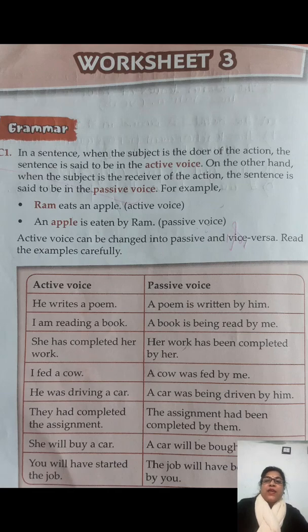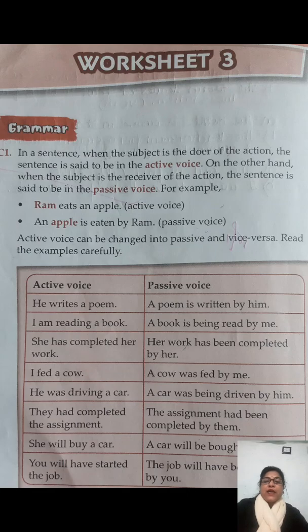He was driving a car. This sentence is in the past continuous tense. A car was being driven by him. They had completed the assignment. It is in past perfect tense. Had is the past perfect and has is the present perfect. The assignment had been completed by them.